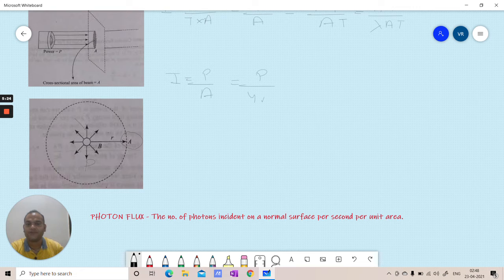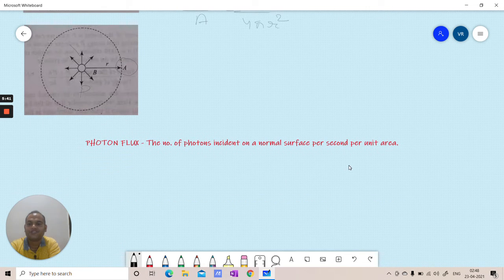Surface area of a sphere is 4 pi r square. Now this is at a distance r, which is given here. So this power becomes, this intensity becomes P upon 4 pi r square. Okay, got my point? Let's come to the next topic, which is photon flux.